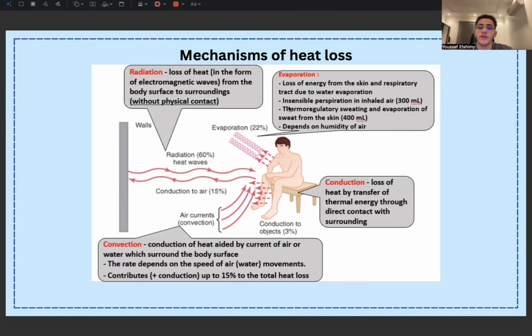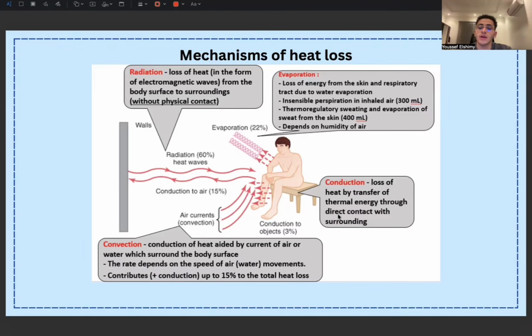Especially, for example, if you're in Jeddah, it's a very humid city. Even if you were sweating because of the weather there, you wouldn't feel cold after sweating because the sweat is not evaporating, since the surrounding environment is humid. But here in Riyadh, because it is very dry, the evaporation mechanism is really helpful in losing heat.